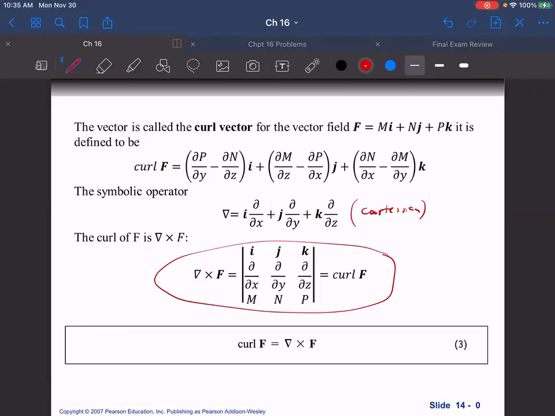And then you define this curl like that, which is ultimately, if you can write it out like this and memorize this, or you can just use your del operator that we know from Cartesian coordinates and just do the cross product with your vector that you're trying to find the curl of. Okay, and so you just do that cross product, and there you go. That's the curl of that vector function there that we're looking at.